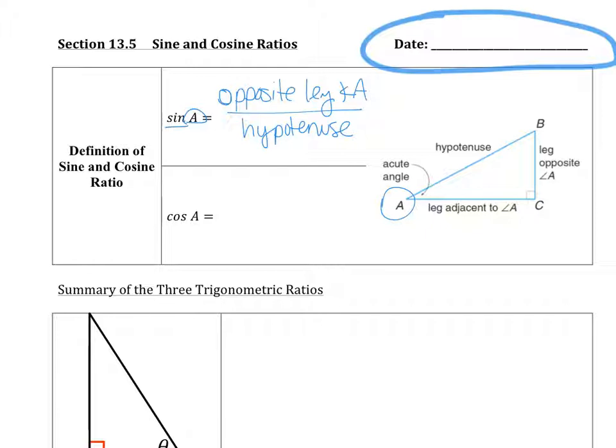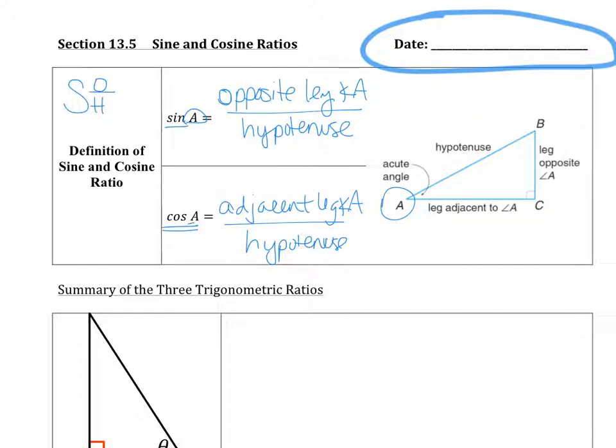And cosine, C-O-S, on your calculator and for your problems here, is the adjacent leg to whatever angle you're talking about. We're talking about angle A here, over again the hypotenuse. Alright, so sine is the opposite over the hypotenuse, and cosine is the adjacent over the hypotenuse.